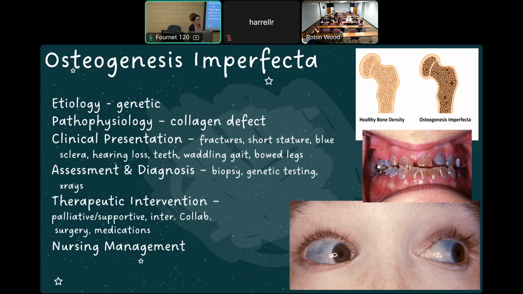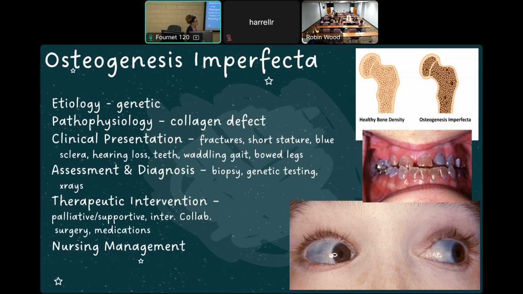These patients in general fracture very easily. Once they start walking, they just fracture very easily. So we'll see the hallmark signs of fracture: swelling, pain, bruising. They don't want to move that extremity or joint. They don't want to use it. They're also typically very short in stature. And then other collagen things: their sclera, the white part of their eyes, takes on kind of a blue hue.